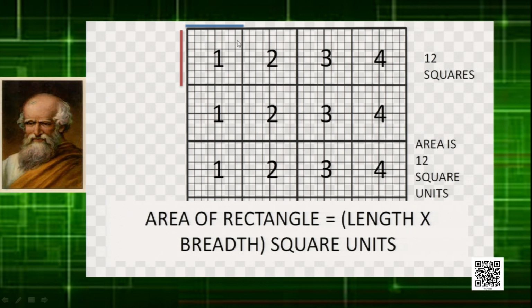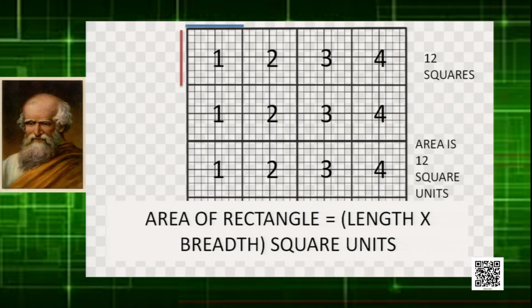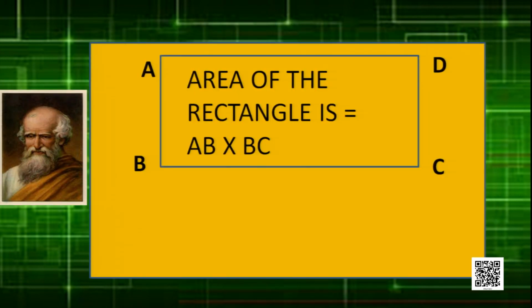Now, you see, in length it is 4 units, and in breadth it is 3 units, and the area is 12 square units. So, we can say that the area of a rectangle is equal to length into breadth, that is 4 into 3 square units. So, in case of a rectangle we have a formula: area of the rectangle is equal to length into breadth. Let's see, here ABCD is a rectangle, and AB and BC are respectively breadth and length, and you see the length and breadth are two consecutive sides, AB and BC. So, we can say the area of this rectangle is AB into BC.